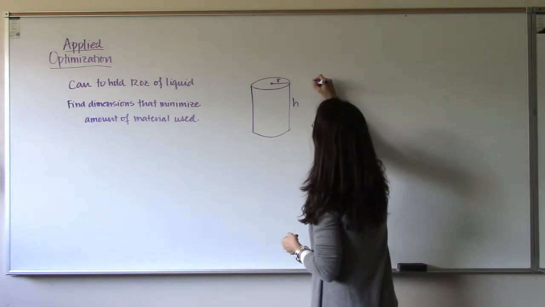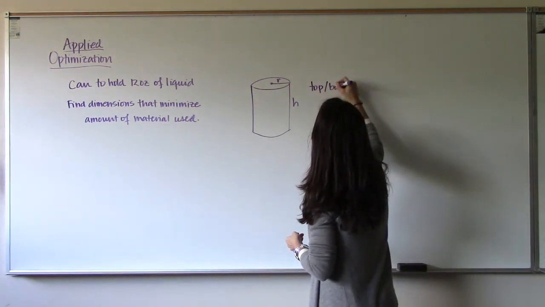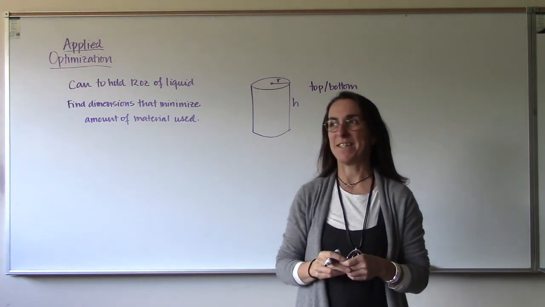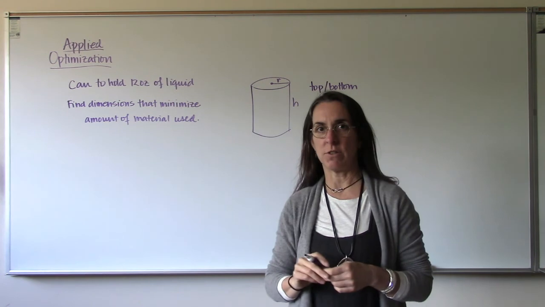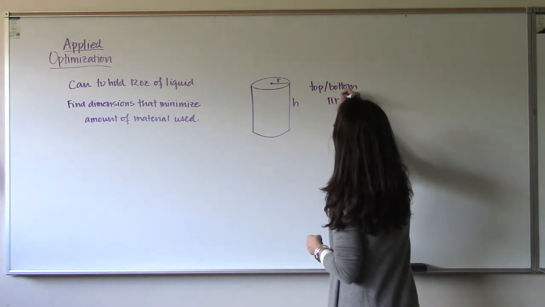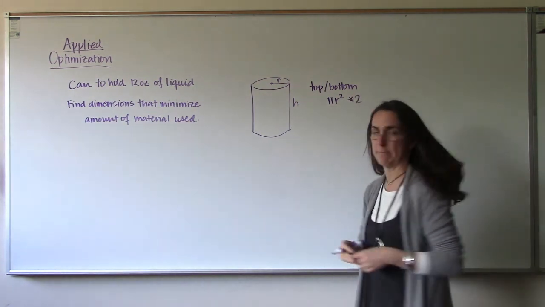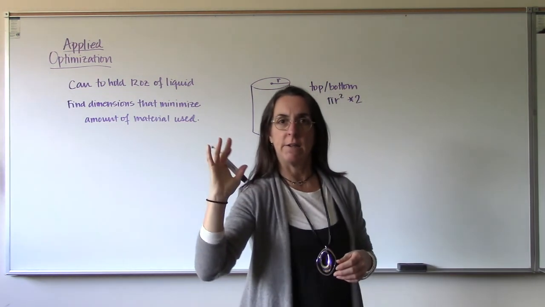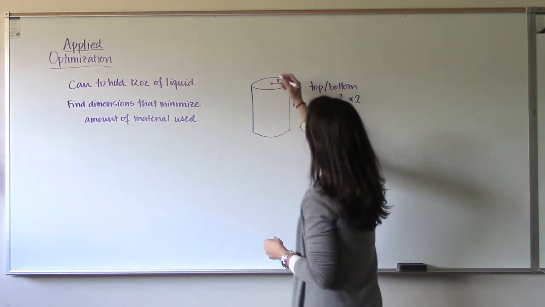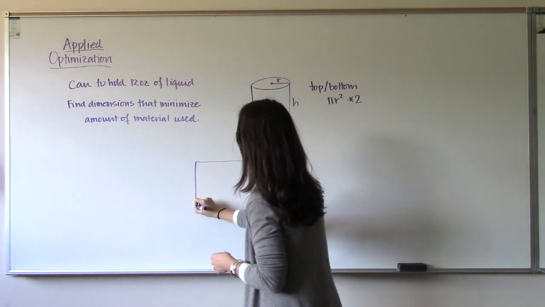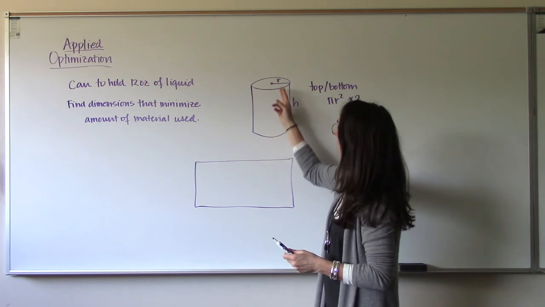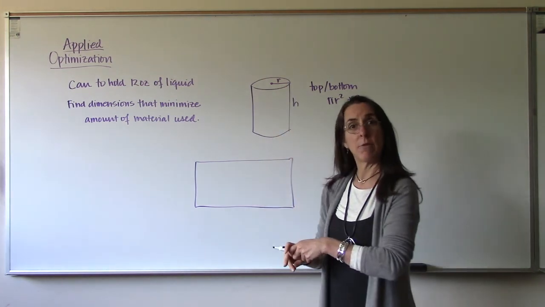So the top and the bottom of the can are circles, and so the area of each of the circles is pi r squared. So pi r squared each, so we'll need two of those, right? And then what about the area of the outside part of the can? Well, if you cut the can open and lay it out, if you take the top and the bottom off of it and then you cut this open like this and lay it out, you'll get a rectangle, right?